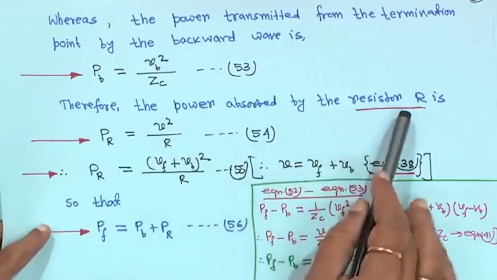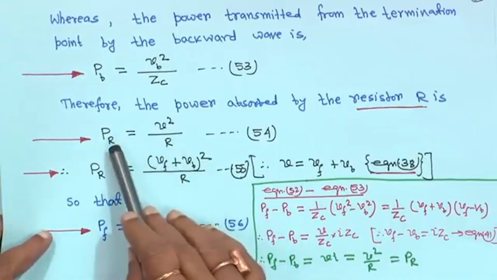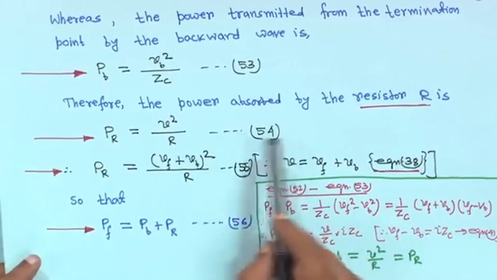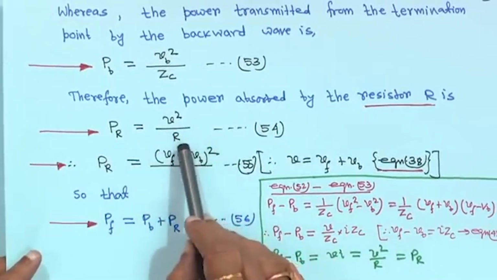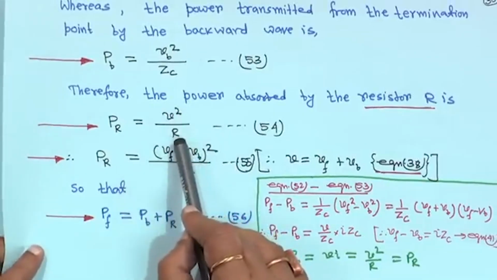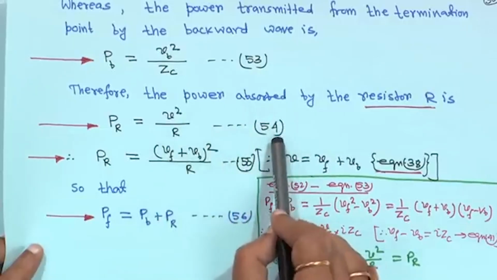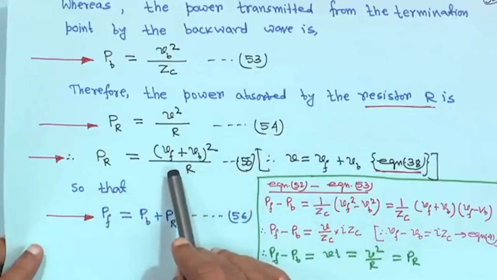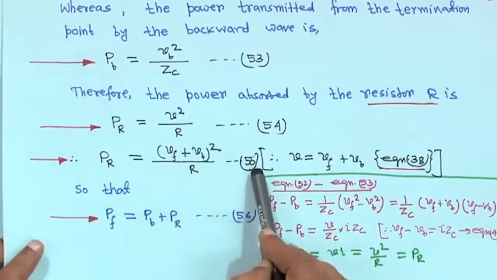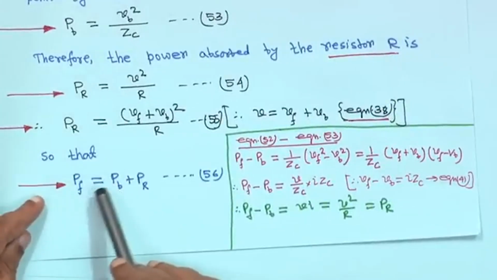Therefore, the power absorbed by the resistor R is V square by R, because across the resistance the voltage is V. It is a lossless line, so line resistance is not considered. So, PR will be V square by R, as the line is terminated in resistance R. This is equation 54. That means PR is equal to Vf plus Vb whole square upon R, since V is equal to Vf plus Vb. This is equation 55.